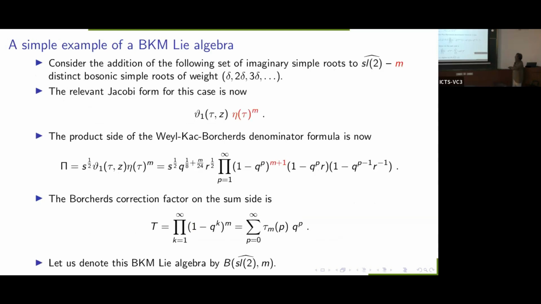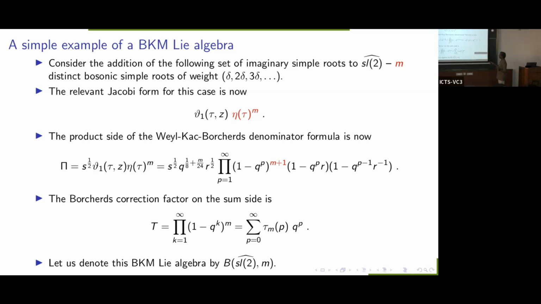Okay. So here's the case. We start with theta 1, which we saw was 2 minus 2. This was SL2 hat. So to that we are going to add delta. You remember it has the same weight as the previous delta, but these are now simple. So we'll add m copies of 2 delta, each of these guys. And then the relevant Jacobi form is just a product with eta of tau to the power m.